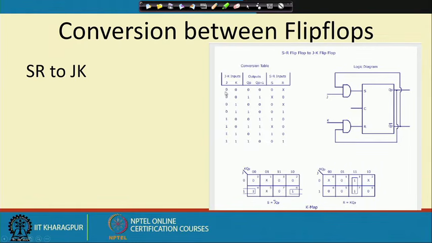So, in the conversion table we write down the values of J, K and the current value of Q, and what is the expected next value of Q. So, if I take these three as input, J, K and Qp, we see what is the expected value of output. From the JK flip flop we know if it is 0 0 0, Qp plus 1 is also 0. If it is 0 0 1, it maintains the previous value, so Qp plus 1 equal to 1, that is equal to Qp. If it is 0 1 0, then irrespective of the value of Qp, the output is 0. So, Qp plus 1 is 0. So, 1 0 0.